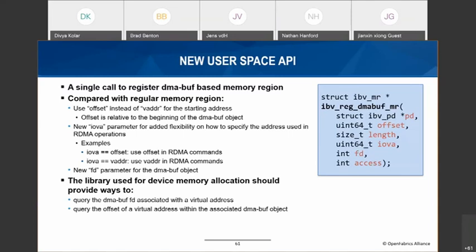The other parameter is the file descriptor of the DMA-BUF. I mean, yeah, that is necessary for this new interface. And the user space library provided by the GPU side for the memory allocation should provide the method to find the DMA-BUF file descriptor and also query the offset of a virtual address within the associated DMA-BUF object. Next slide, please.